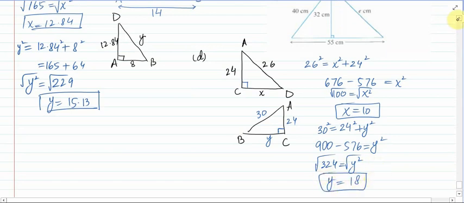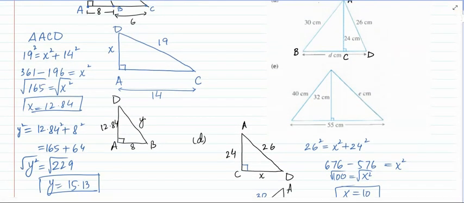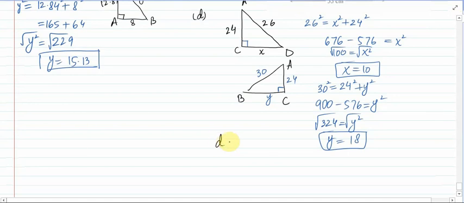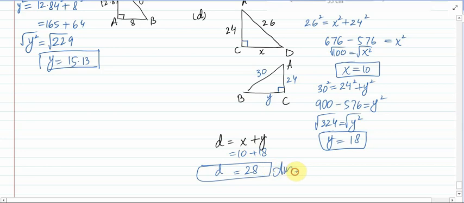But that is not the answer, because the question says we need to find out the value of BD. Now we had divided our question in two parts. One is the smaller one, that is CD. CD we defined by x, and the length of BC is defined by y. So to find the value of BD, basically we need to add these two values, that will be x plus y. Now the value of x is 10, the value of y is 18, that means the value of BD is equal to 28, and that is our answer, right?